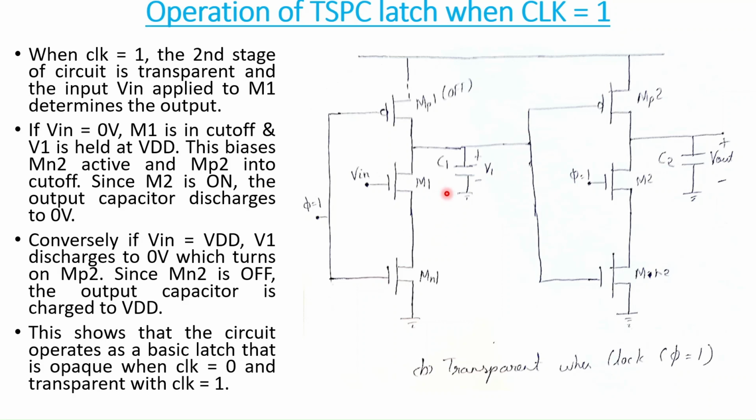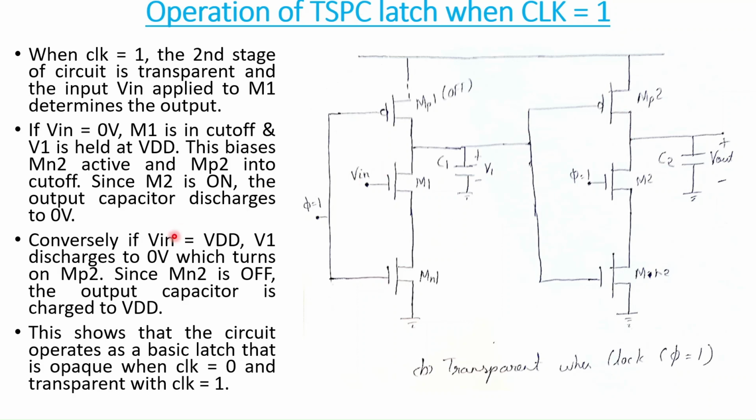So if it is getting discharged to 0 volt, then it will mean that this MP2 will be on and MN2 will be off. Because this voltage is 0 volt, so this PMOS will be on and this NMOS will be off. So this output capacitor C2 will get charged to VDD through this on PMOS. So here output will be equal to VDD. So when Vin equal to 0 volt, then this capacitor will discharge to ground through this M2 and MN2, and when Vin equal to VDD, this capacitor will get charged to VDD through this MP2.